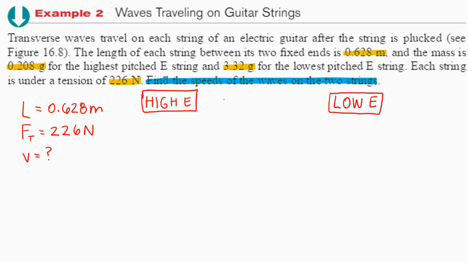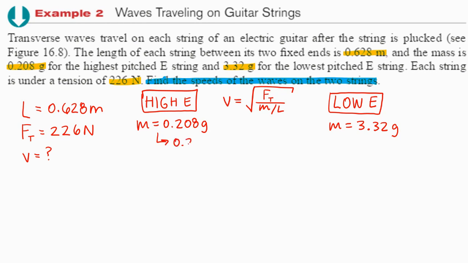So our equation from our notes, for the speed of a wave on a string, is speed is equal to the square root of the force of tension divided by the mass divided by the length. And they told us the mass of the high E string is 0.208 grams, and the mass of the low E string is 3.32 grams. Now we will need to convert that to kilograms, so you can write that in scientific notation if you want.